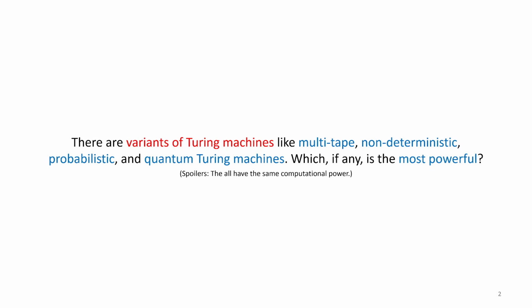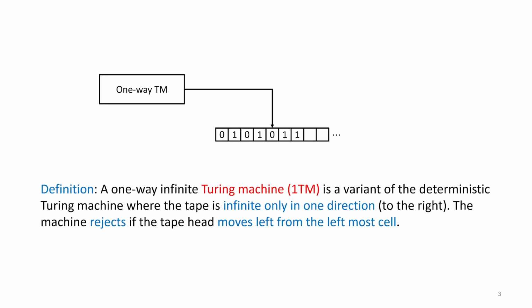And then, a quick little spoiler alert here: it turns out all these different kinds of Turing machines are of equal computational power, meaning if you want to talk about a Turing machine, you could talk about any one of these and you would end up having the same set of languages that could be computed. All right, so let's start with a very simple variant of a Turing machine.